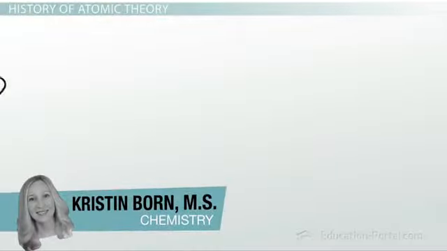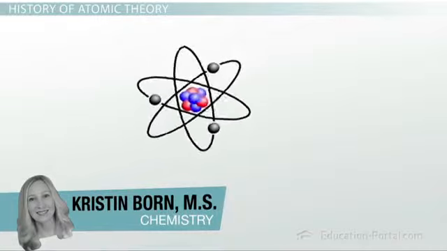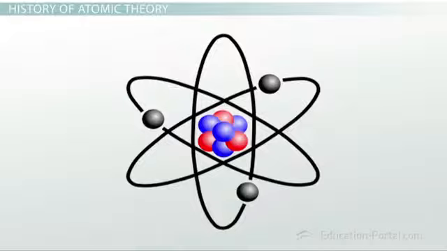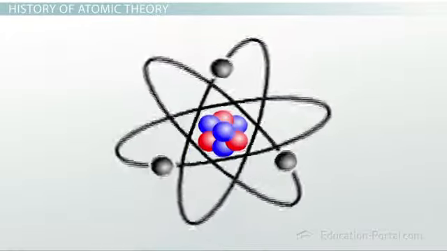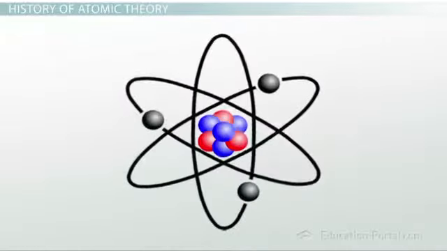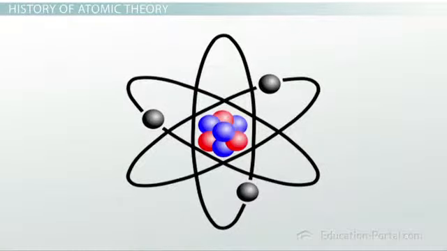Picture an atom. What does it look like? Most likely it will resemble something like this: a fairly large nucleus surrounded by orbiting electrons whizzing around the nucleus. This image is a popular icon of the atom, but it only vaguely represents our current model of what the atom looks like.